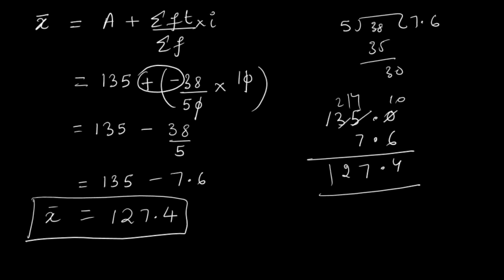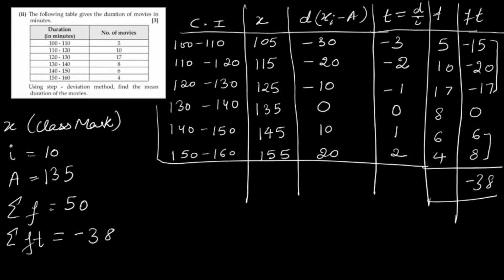Okay, Jayashree and Praveen have given the answer. So I hope you have understood. If we do it by step deviation, there are very few chances of making mistakes because the numbers are so small, so calculations are much easier. So 127.4.